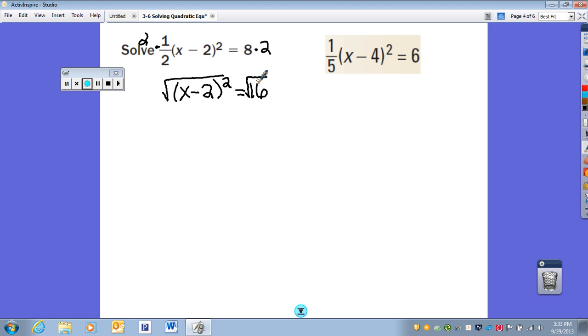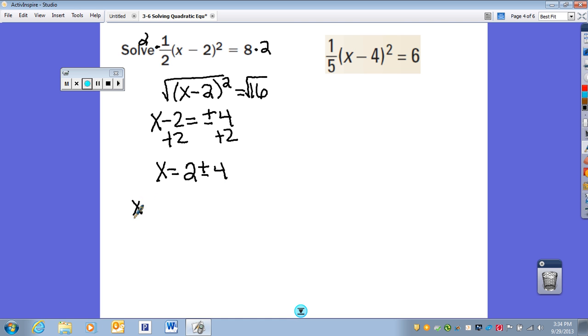Then remembering that a square and a square root cancel each other, I'm left with only x minus 2. And then the square root of 16 would either be a positive 4 or a negative 4. So don't forget the plus or minus. To finish simplifying, we're going to add 2 to both sides. And that 2 needs to be written out front, in front of the plus or minus. So I'll have 2 plus or minus 4.